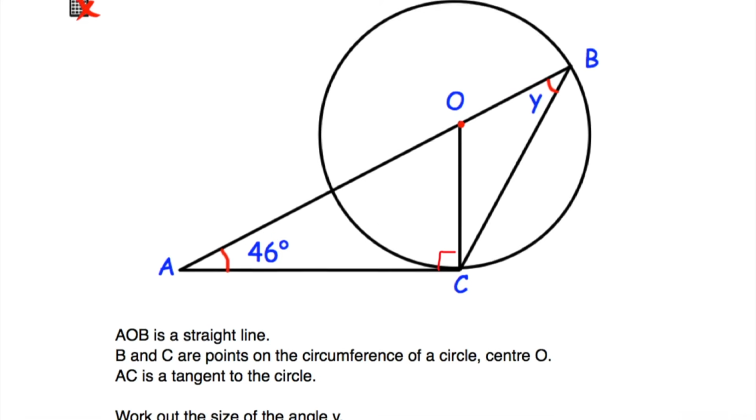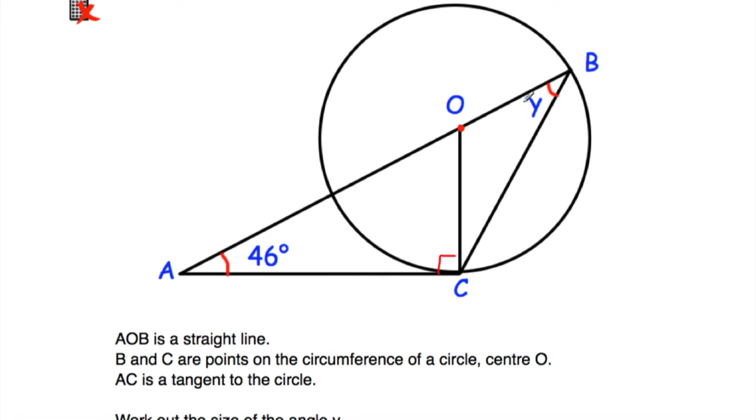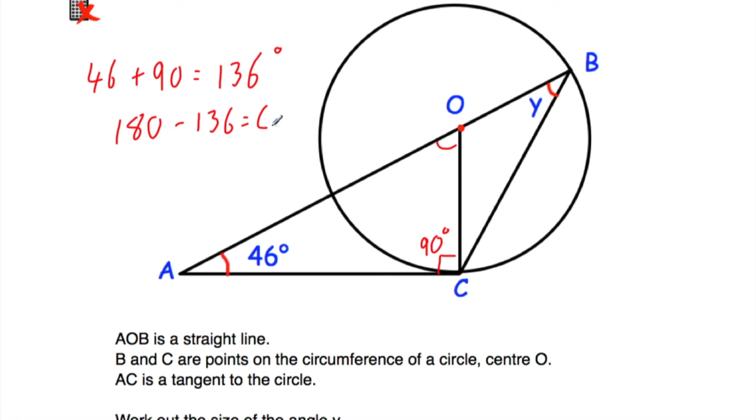And we've been asked to work out the size of angle Y. We want to work out the size of this angle here. Well, first of all, I'm going to find the size of this angle here, angle AOC. Because we've got a triangle, we know that's a 90 degree angle here, and that's 90 degrees. So if we do 46 plus 90, that's equal to 136 degrees. Then if we do 180 take away 136, that's equal to 44 degrees.